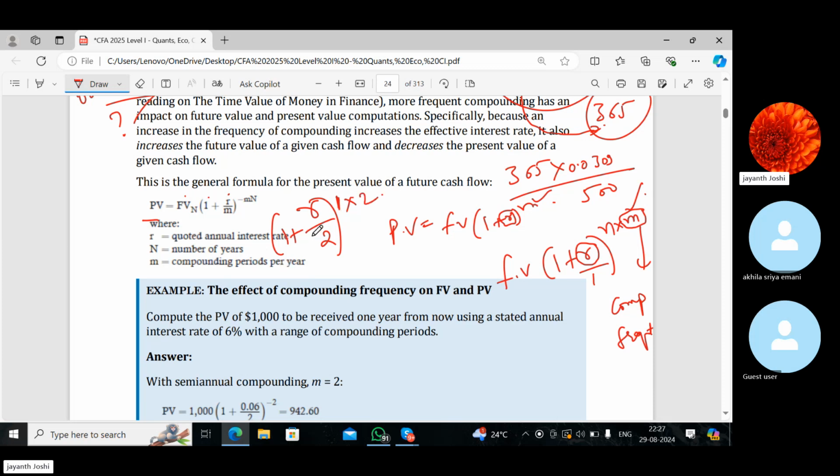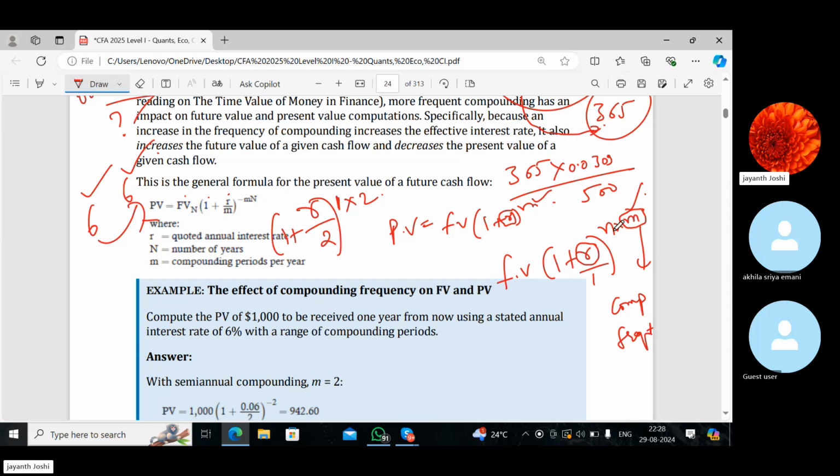Why? Because the compounding will not happen only once in a year, it will happen twice in a year. After 6 months you get interest, so you get the interest in the month of June and then you reinvest it. Then again you earn interest on the interest which you have reinvested, and at the end of the year you get one more interest. So compounding is happening here twice, please understand.